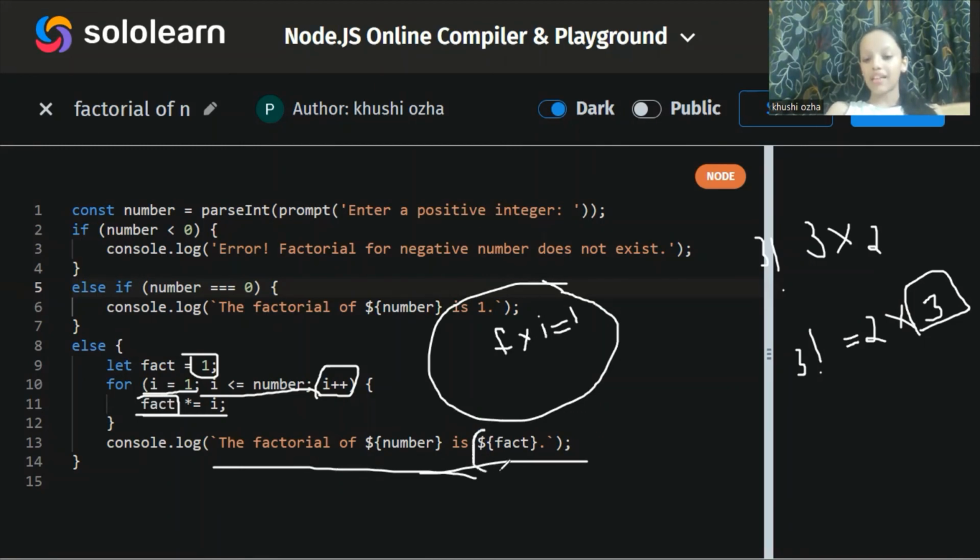Now tell me, in which of the following methods do we use this kind of output when we're using a variable? Please answer me down in the comment section.